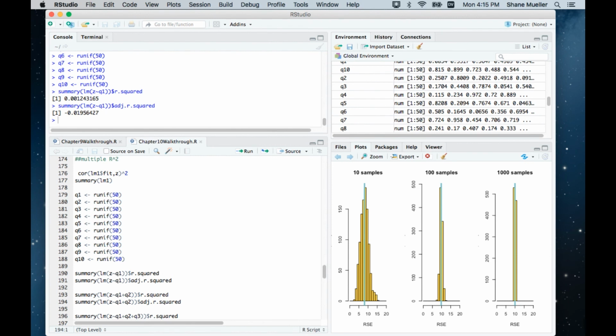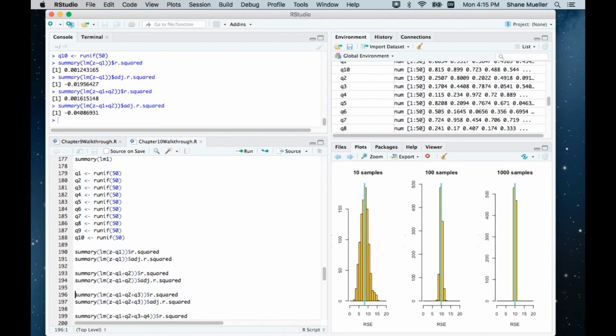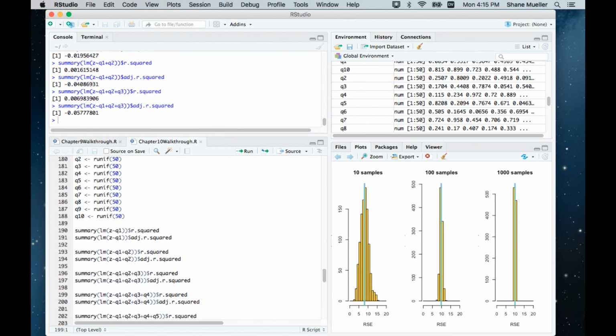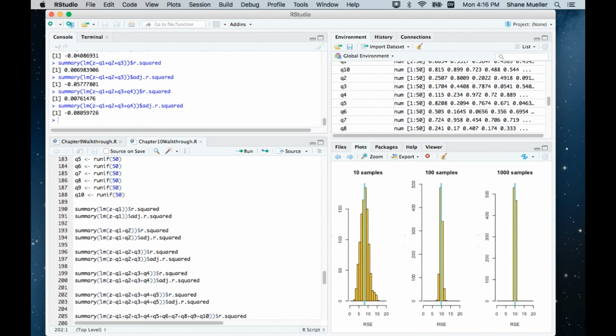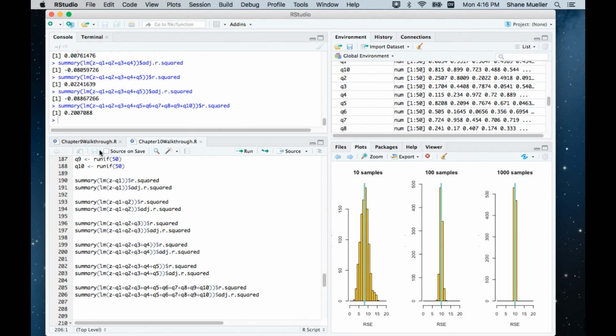But now I can start increasing this. So if I make 2 predictors, well, it still is pretty bad. And my adjusted r squared is negative again. And if I have 3, well, it's still pretty bad. My r squared is 0.006. And here's 5 predictors. And with 5 predictors, I'm accounting for about 2% of the variance. And I could keep going, but here's what happens when I get 10 predictors.